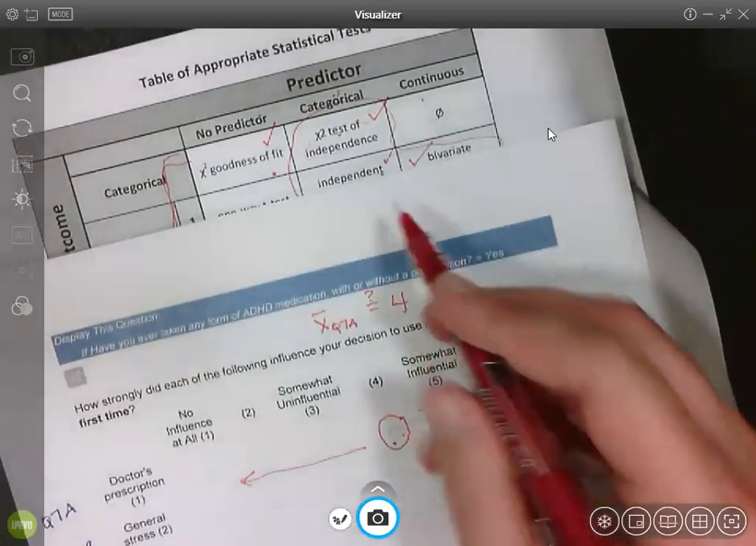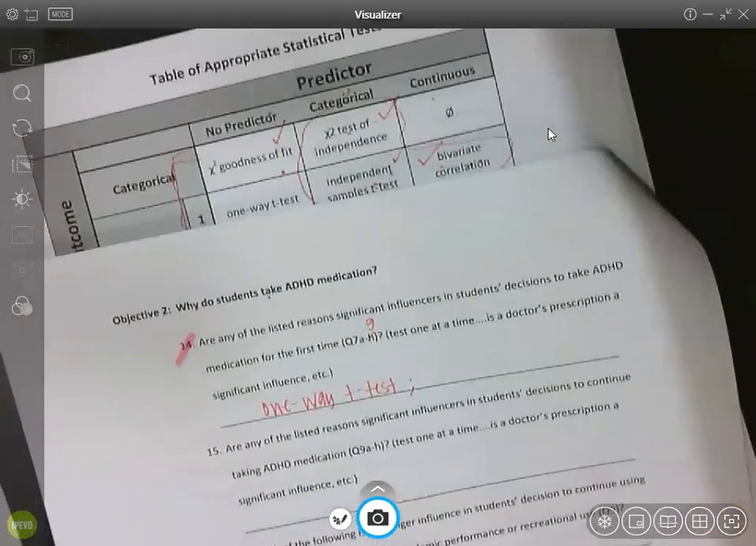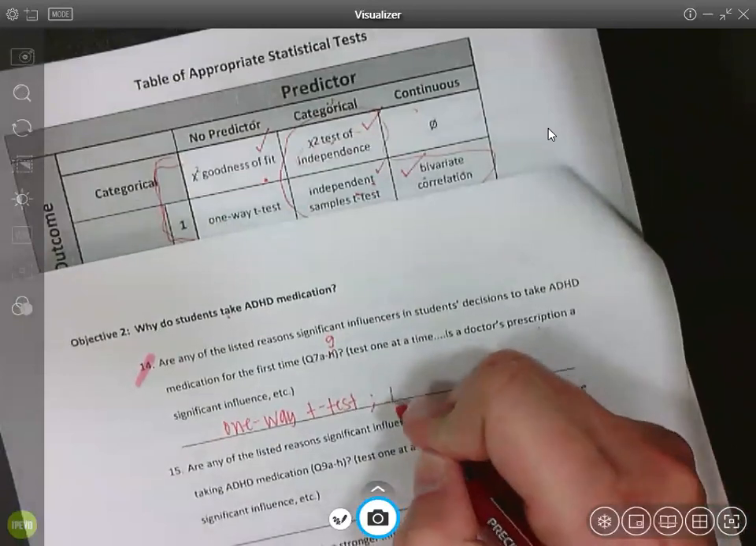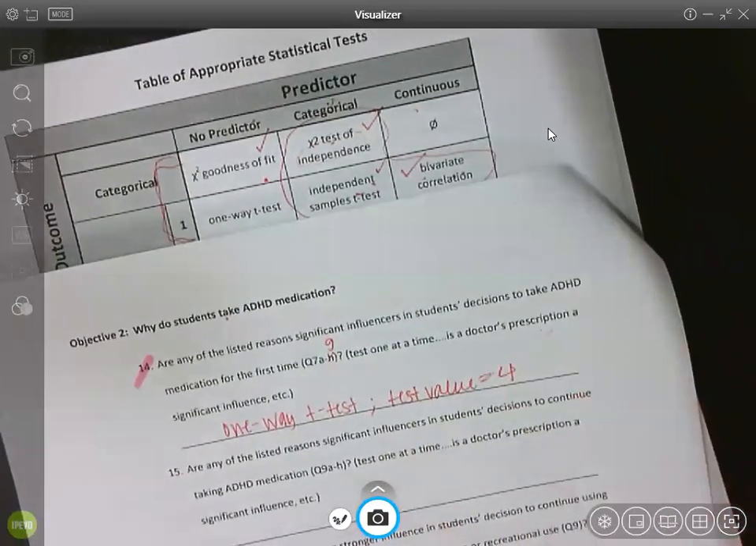All right, and that means that this is our test value. This is the number that we're going to compare our sample mean to. So when you answer this question, you would say one-way t-test, test value equals 4. All right.